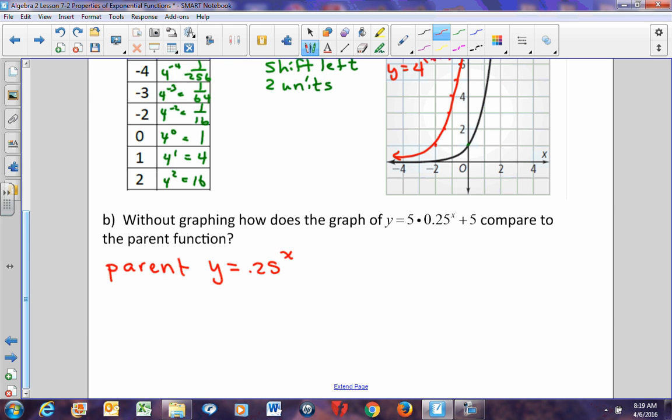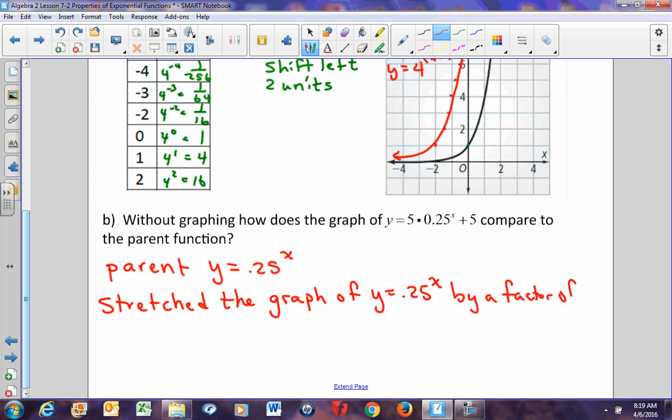So what did they do? They multiplied it by 5. So we stretched the graph of y equals 0.25^x by a factor of 5, because that's what the a term is. Now we translated the graph. And you notice this 5 here translates the graph up 5 units.